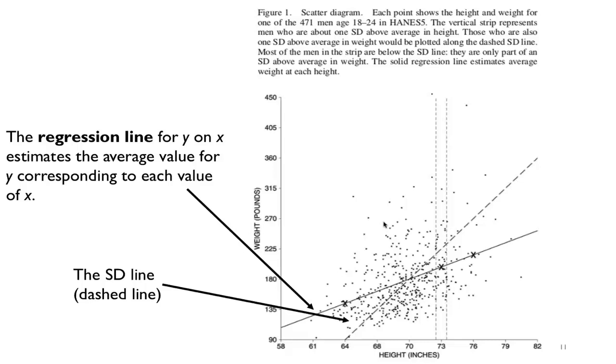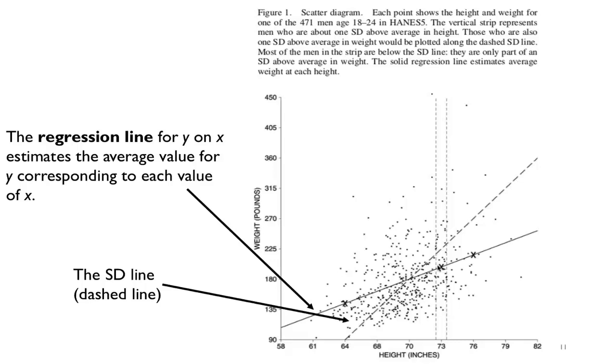So the regression line is this line right here. Again, we haven't talked about how to find the line yet, but the regression line for y on x is the line that estimates the average value for y corresponding to each value of x. So given, for example, an x value, which is the height, this regression line predicts the y value, which is the weight for that particular height.